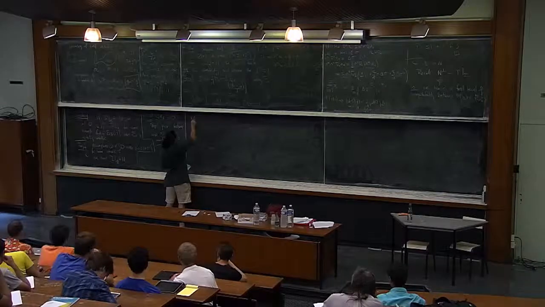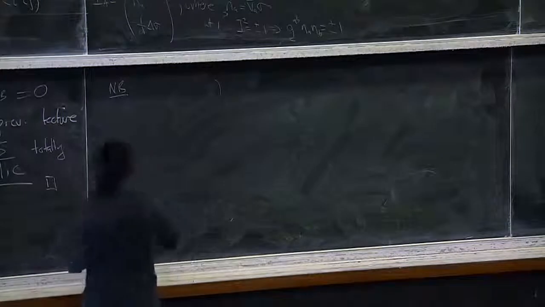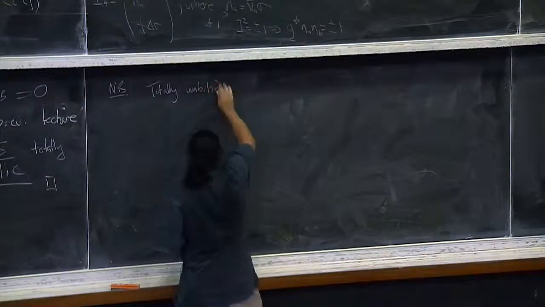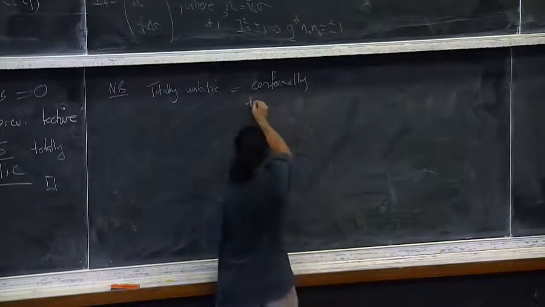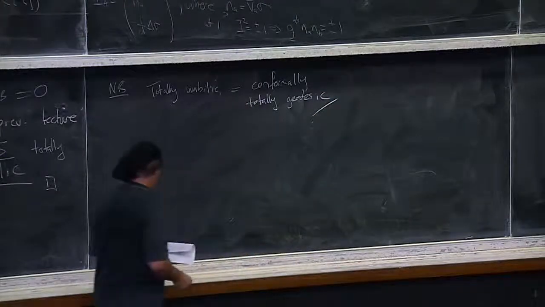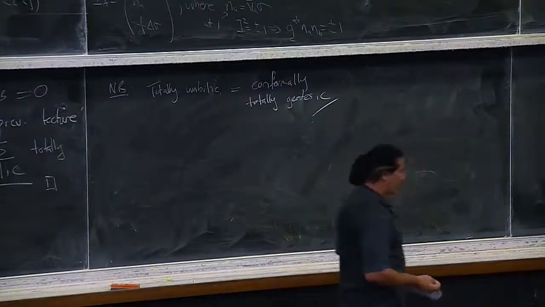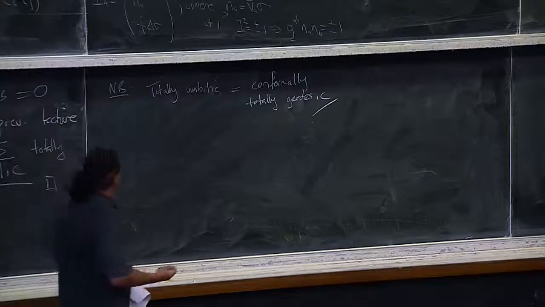Oh yeah, I just wanted to make a little comment about this. One nice way to think about what totally umbilic means is that it's conformally totally geodesic, by which I mean that if a submanifold is totally umbilic, then there's a metric in the neighborhood, at least locally, of the submanifold that actually makes it totally geodesic.